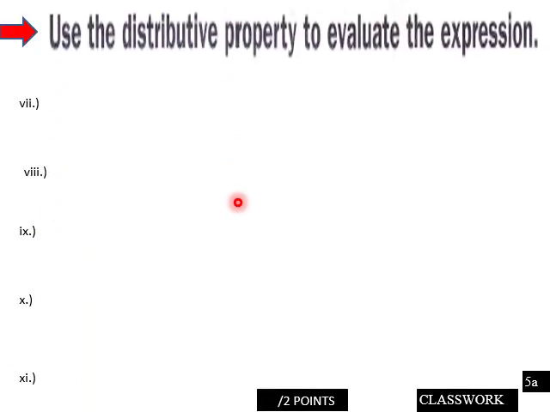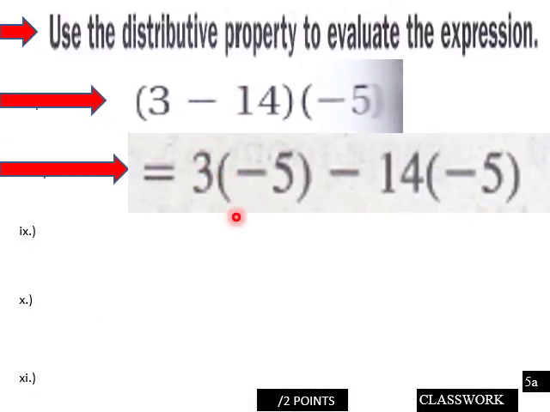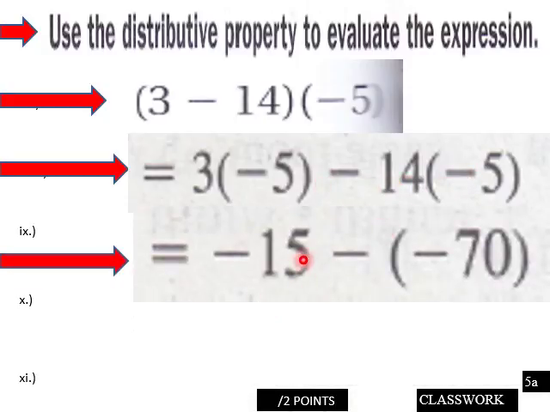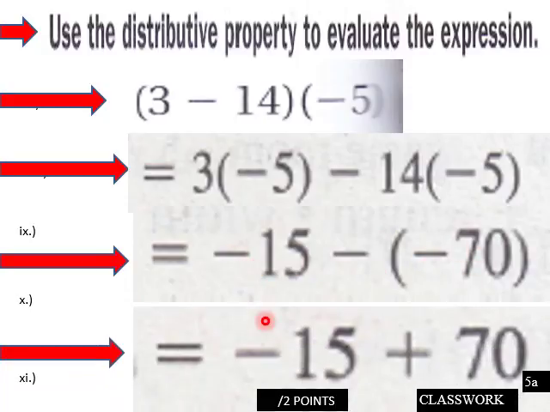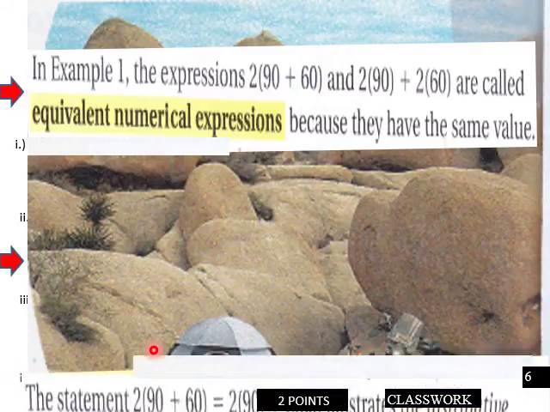We're going to practice. So using the distributive property, there's our original expression. We just multiply each one of these members here by -5. 3 times -5, and then -14 times -5. And then we combine these two. Negative times negative is what? And then we have a -15. So we had -15 plus a positive 17. What does that equal? That equals 55. So that would be the way to solve that.